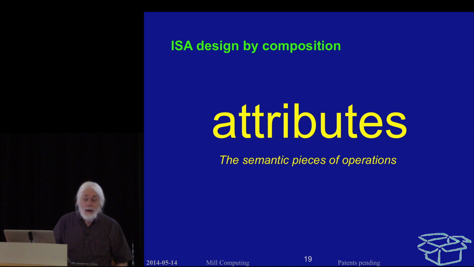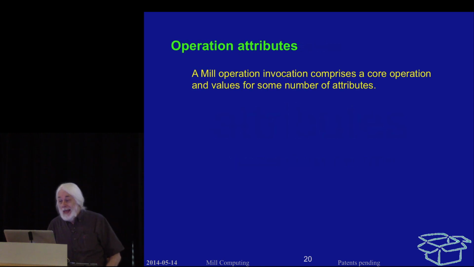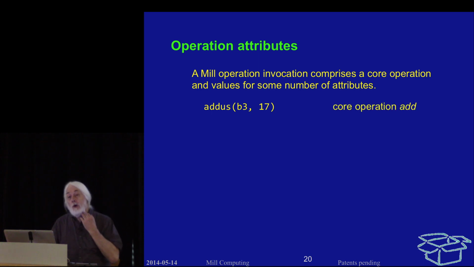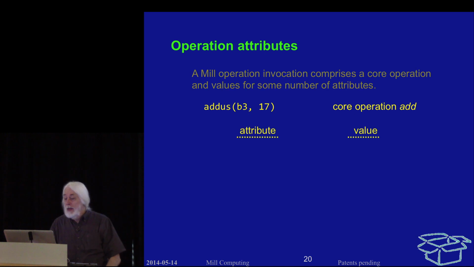An operation is defined by a composition of attributes, and they are comprised of a core operation plus values for a bunch of different attributes. So if that is one of our operations, and that is in fact an operation, the core operation there is add. You've already seen add B. Well, this is add US, but the core operation is add. A couple to that are attributes.